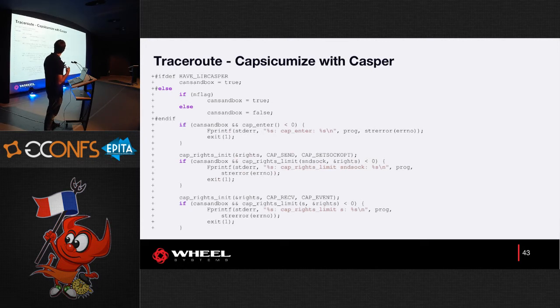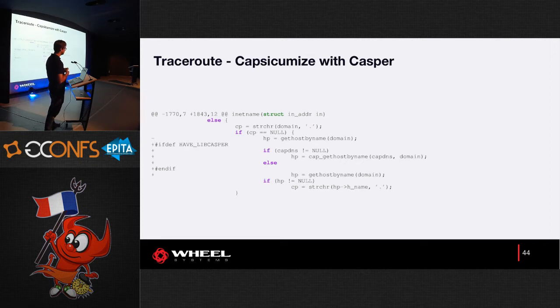After we do that, we can enter the capability mode. We also limit other things in traceroute itself, like we limit the send socket to be able only to send packets, and we limit the receive socket only to be able to receive. After that, we also need to replace our gethostbyname function call with cap_gethostbyname. Unfortunately, right now we also add the ifdefs, because traceroute is in the base system, but it's also maintained by others. So we need to add ifdefs for whether we have Casper in the base system or not.